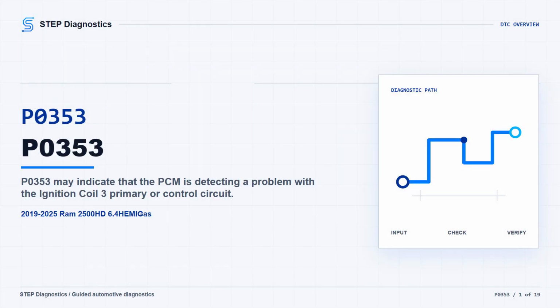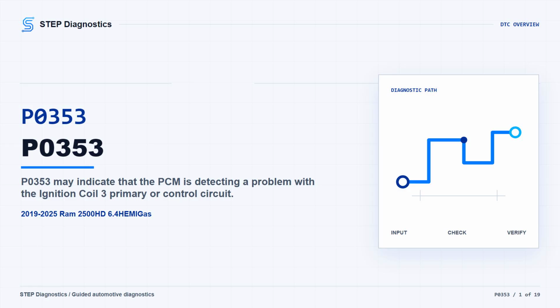On this Ram 2500 HD with the 6.4 gas engine, P0353 points to a possible problem in the ignition coil 3 primary or control circuit. In plain terms, the PCM may not be seeing the coil driver current it expects for that coil. The truck may set the MIL, and depending on the failure, it can run rough, misfire, or act intermittent.